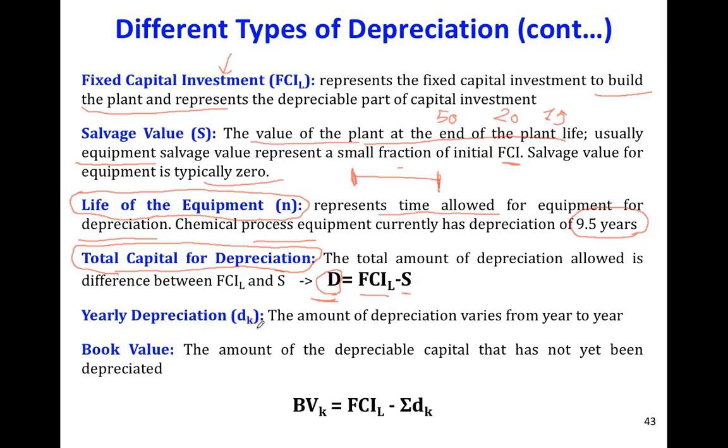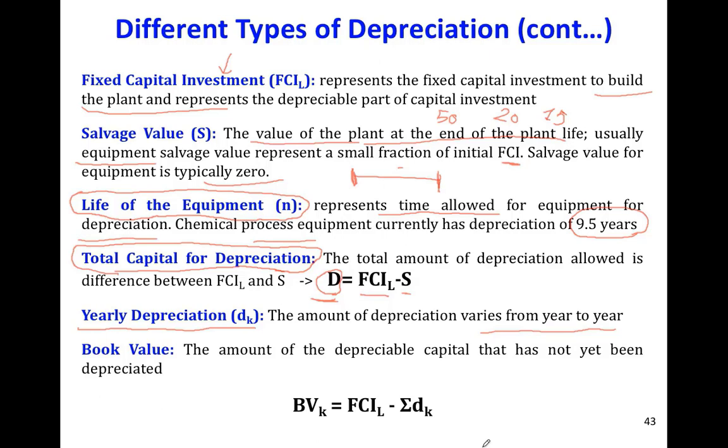D here is for depreciation, K is for the index that shows the year: yearly depreciation. And depreciation can be different from year to year, and it depends again on the method that we use. If we use a straight line method, we consider that depreciation each year is the same. If we use the other methods, we can use some equation that gives us the depreciation in each year, and it is not necessarily the same.